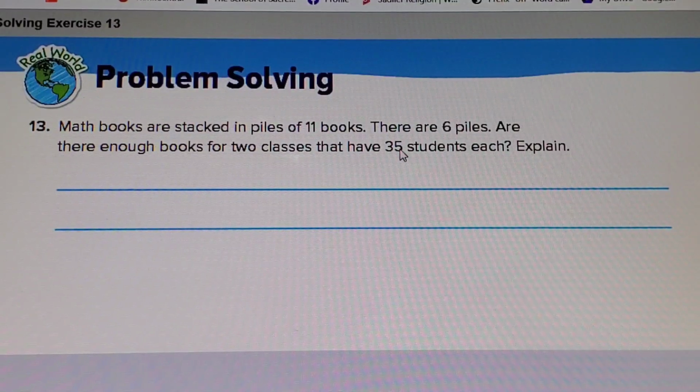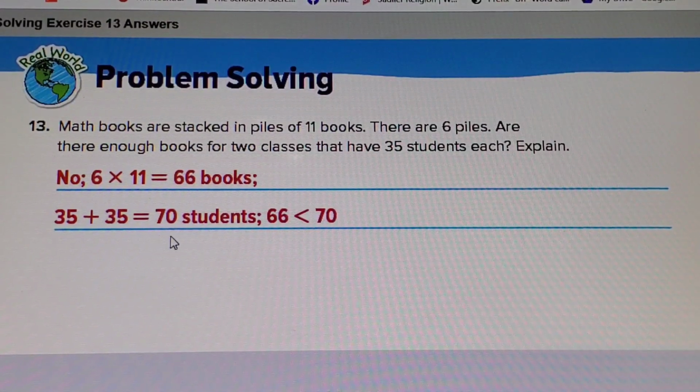Now you have 2 classes of 35 students. So add 35 plus 35. And when you do, you'll get 70. So no, there are not enough books because 66 is less than 70. This is your explain right here. You don't have to write a lot of words.